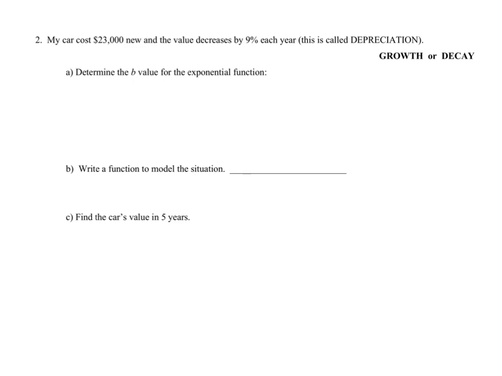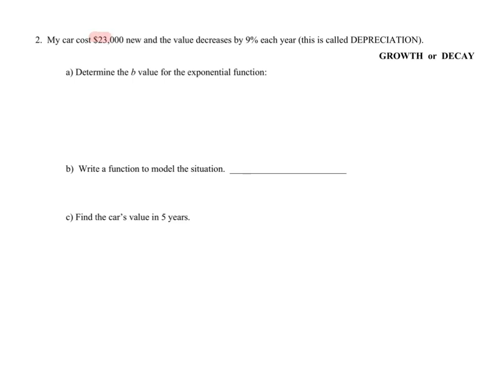My car cost $23,000 new, and the value decreases by 9% each year. By the way, when you talk about money decreasing, that's called depreciation. Depreciation happens typically on cars. Rarely do they gain value unless they're really old. Then at some point they start increasing in value. Oftentimes real estate could depreciate, although these days real estate is appreciating, meaning it's increasing in its value, okay? But when an item decreases in its value or its worth, that's called depreciation.